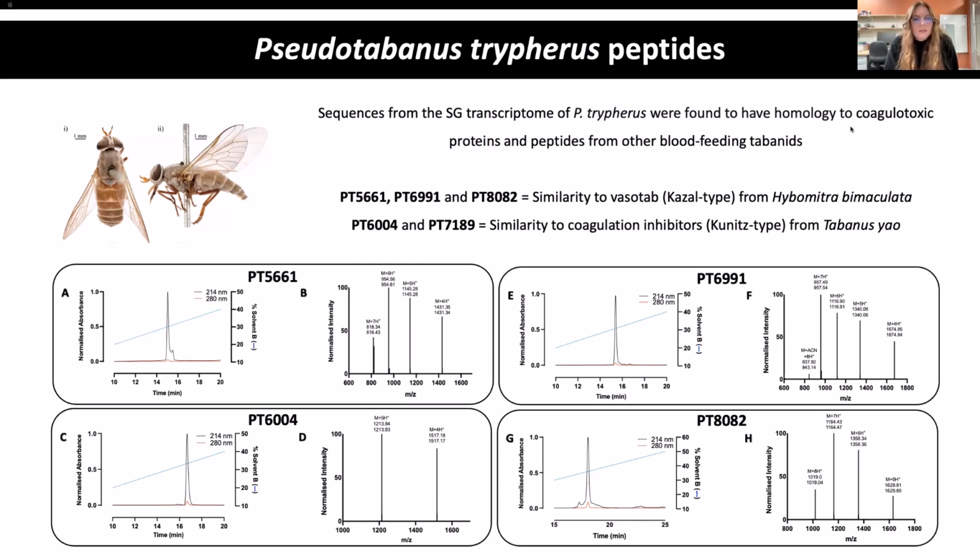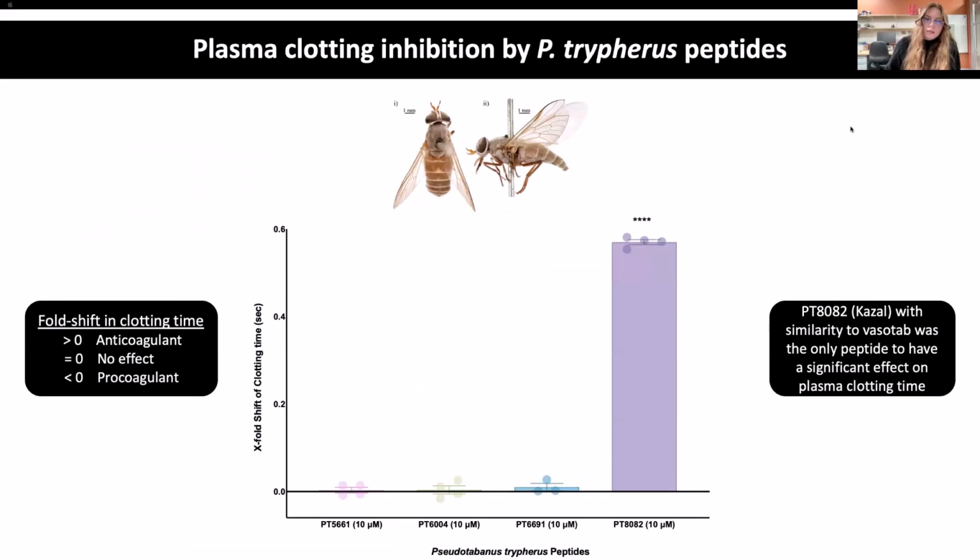And then there were 2 others, so PT6004 and PT7189, that had similarity to coagulation inhibitors, which are kinase type, which have been found in the Chinese Tabanus yao species. So far, we've been able to successfully make 4 of these and purify them. And so I tested them a couple of days ago on plasma.